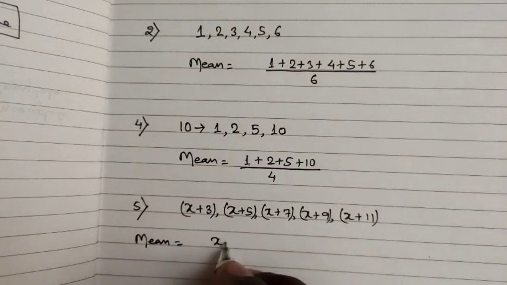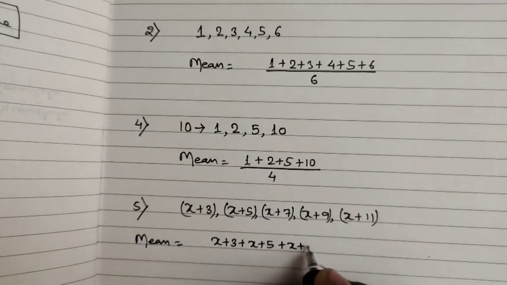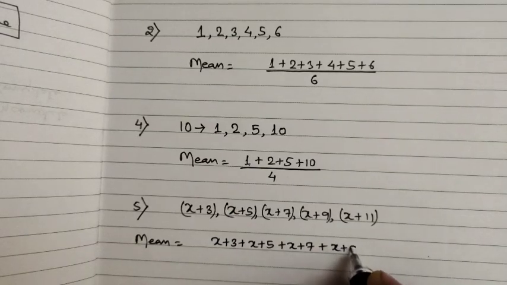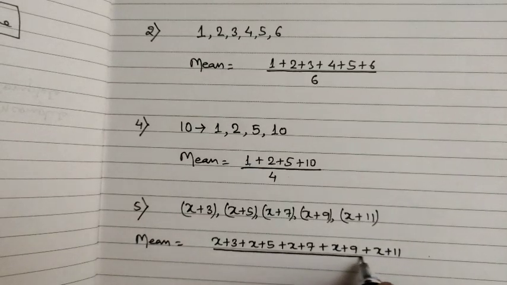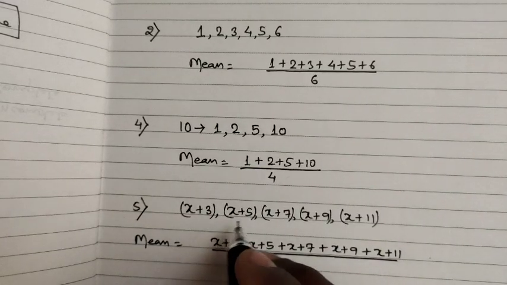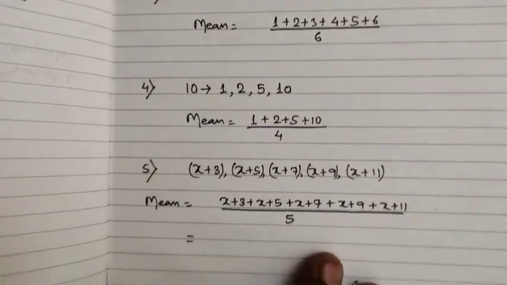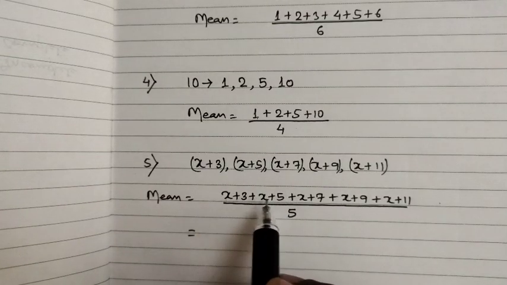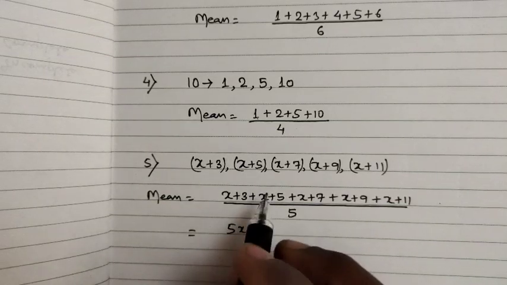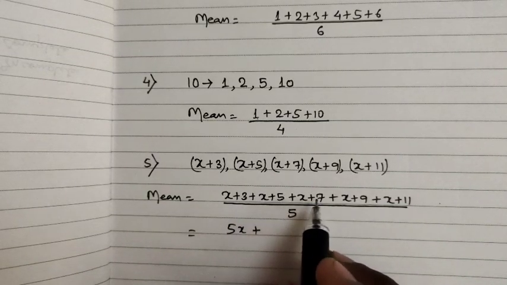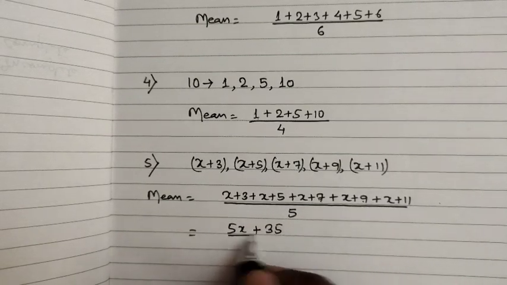What we will do? Mean is equal to the sum of observations. It means x plus 3 plus x plus 5 plus x plus 7 plus x plus 9 plus x plus 11. This is the sum of observations, divided by the number of observations. As we just calculated, the number of observations is 5. Now we will add all these. How many x are there? 1, 2, 3, 4, 5. It means it will be 5x, and we will add all the number parts: 3 plus 5, 8; 8 plus 7, 15; 15 plus 9, 24; 24 plus 11, 35. It will be 35 by 5.